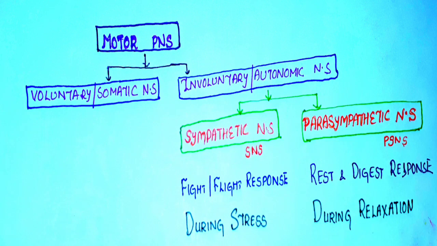Suppose a piece of pizza is kept on a plate in front of us, and if we like it, we start salivating, which is not under our control, and it comes under the autonomic nervous system. And to take it and eat it or not is definitely under our control, and it is voluntary, so it comes under the somatic peripheral nervous system.